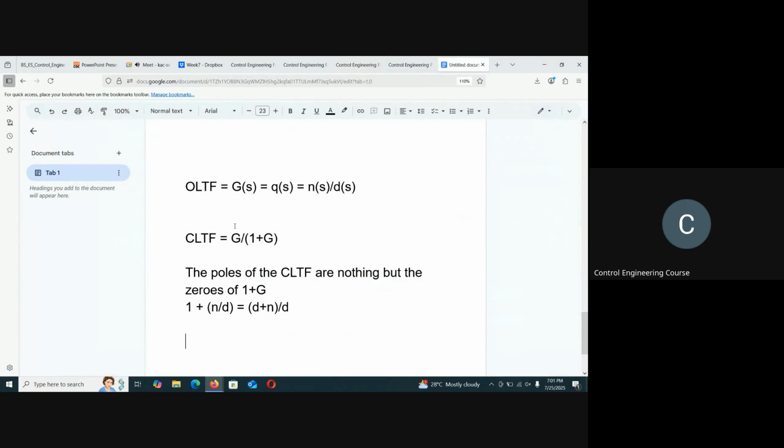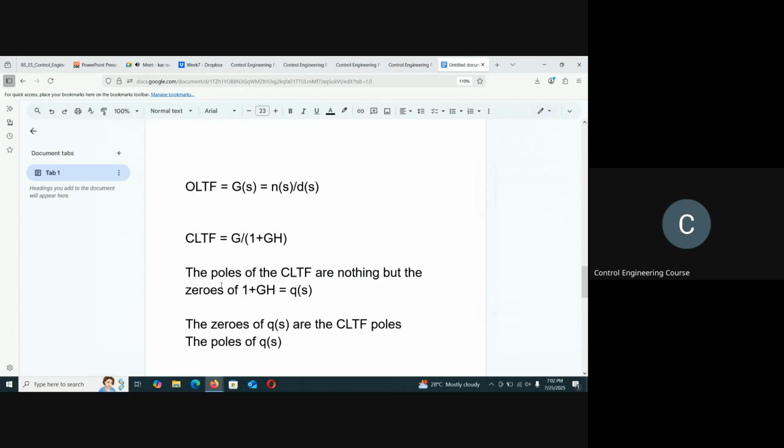Because the closed loop transfer function is G by 1 plus G, or G by 1 plus GH when you have an H. So the poles of the closed loop transfer function are nothing but the zeros of 1 plus GH, which is defined as Q here. Is this fine? What I'm saying is the zeros of Q(s) are the closed loop transfer function poles. What are the poles of Q(s)?